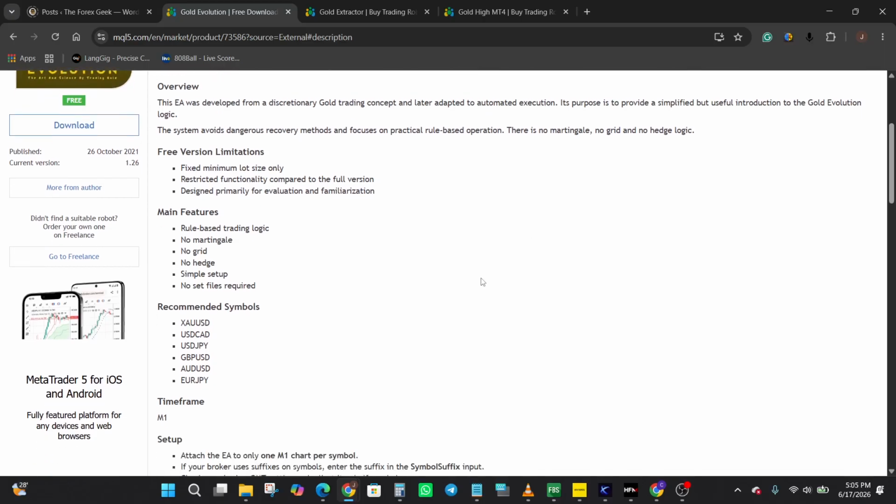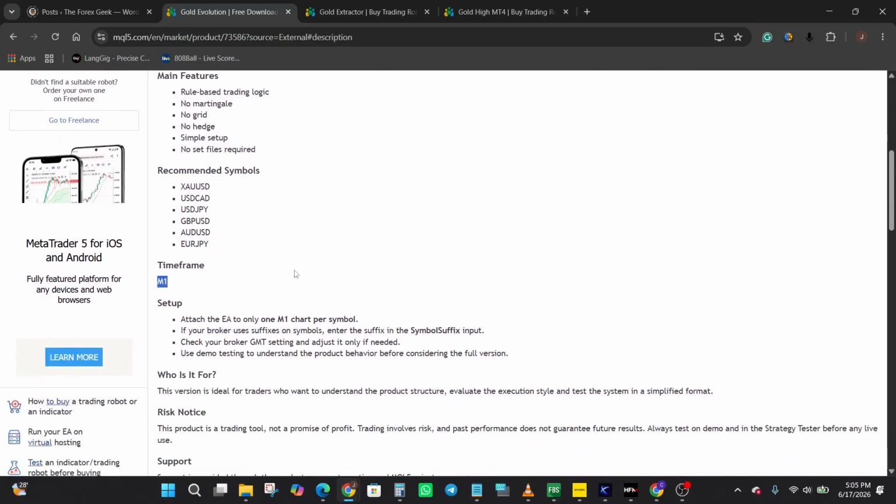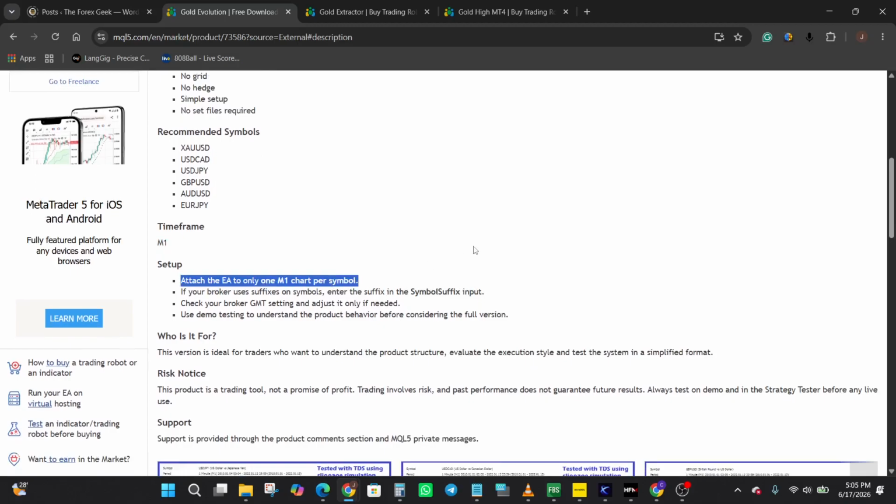Now, looking at the recommended markets, the developer lists XAU USD, USD CAD, USD JPY, GBP USD, AUD USD, and Euro JPY. The recommended time frame for all supported symbols is M1. The setup instructions are straightforward. The EA should be attached to only one M1 chart per symbol. There is also a symbol suffix input for brokers that use symbol extensions, and traders are advised to verify their broker's GMT settings and make adjustments only if necessary.